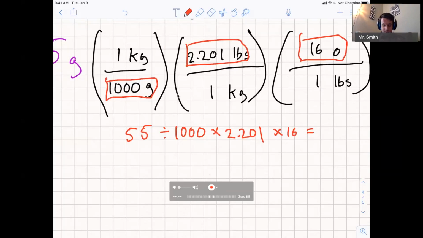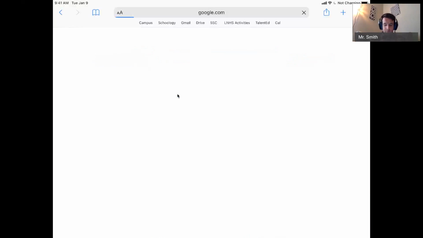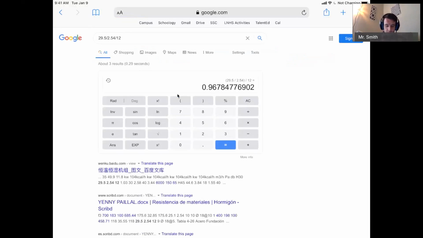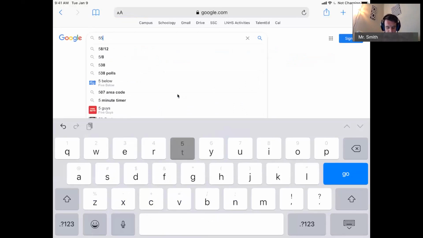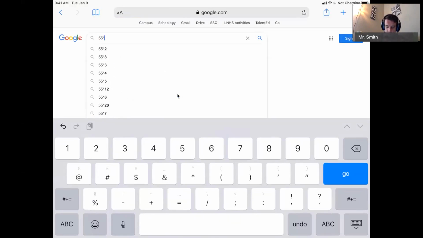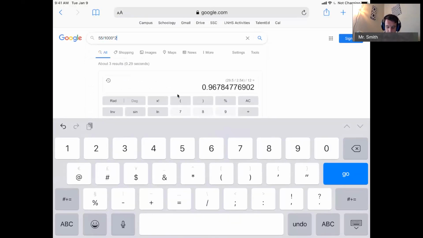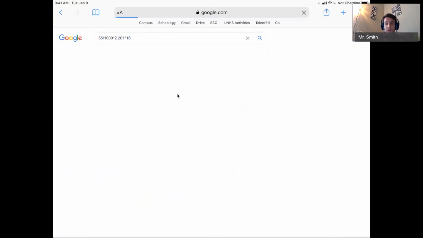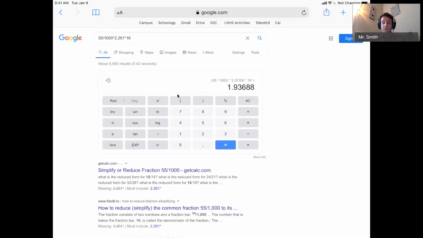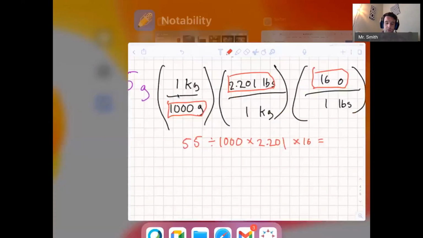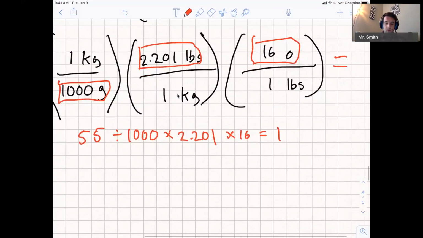Let me go ahead and try this out here. Okay, we're going to take 55 and we're going to divide it by 1,000 and then we're going to multiply it by 2.201 and then we're going to multiply that by 16. And when we do that, you're going to get an answer of 1.936. So I'm going to write that down. 1.936, and I think it was 88.